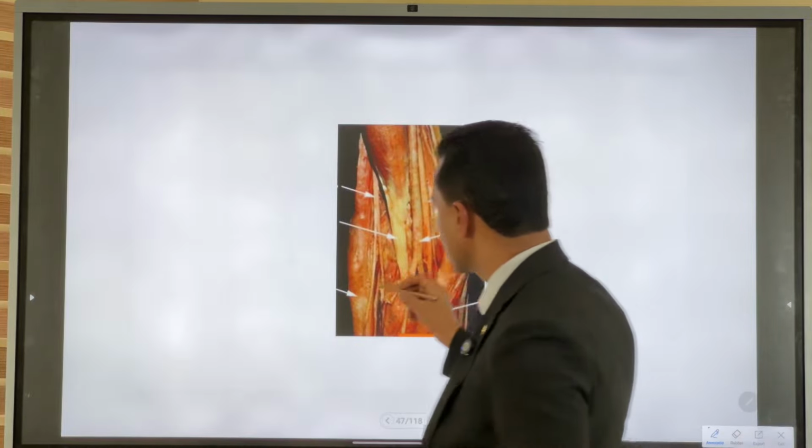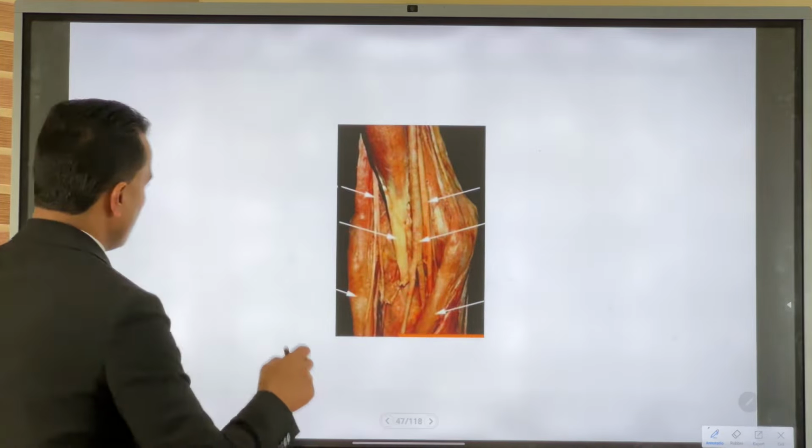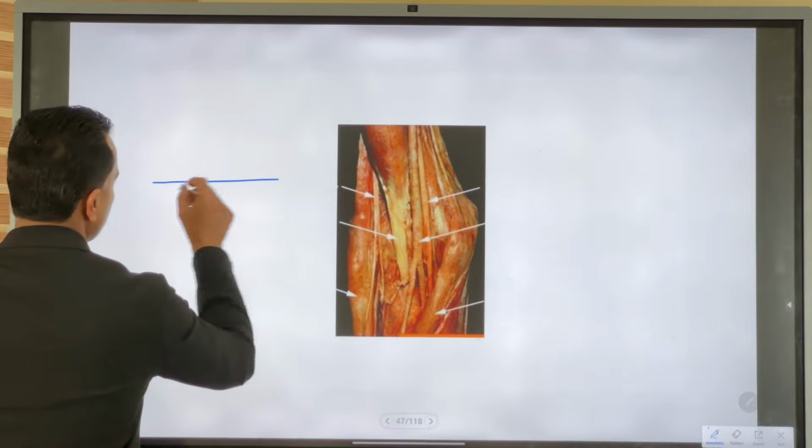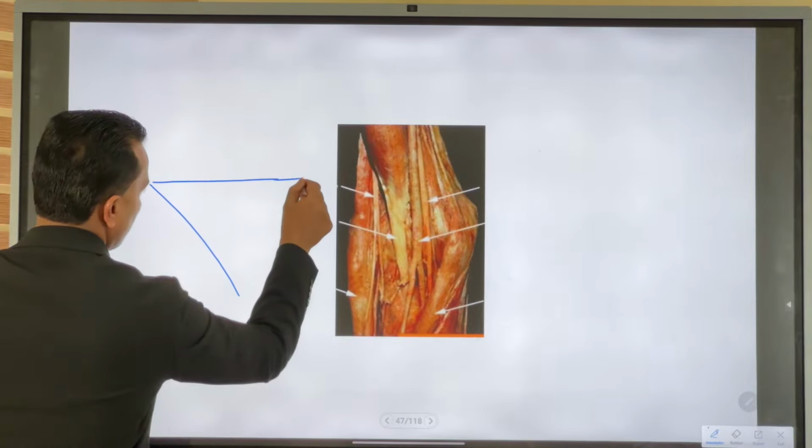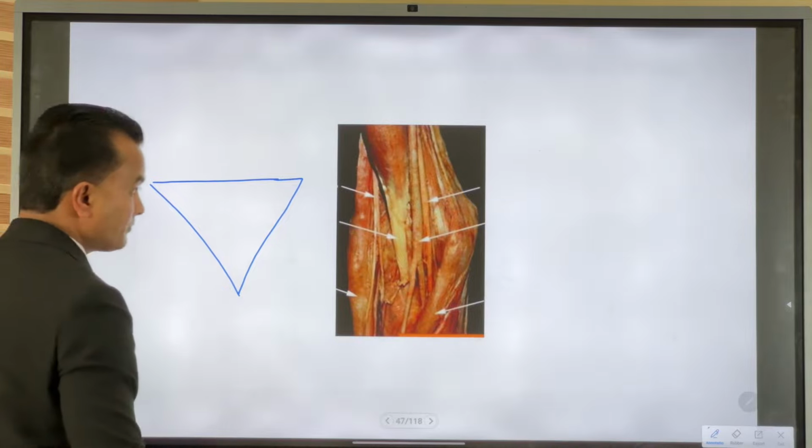Okay, let me draw please. This is actually a triangular fossa, a depression in front of the elbow joint. So this is a triangular fossa or depression in front of the elbow joint.